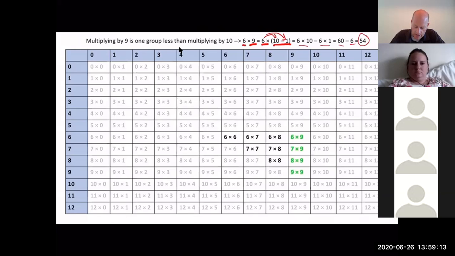Another way to use that is like 8 times 9 is 8 times 10, subtract 8. So you get 80 minus 8, you get 72.